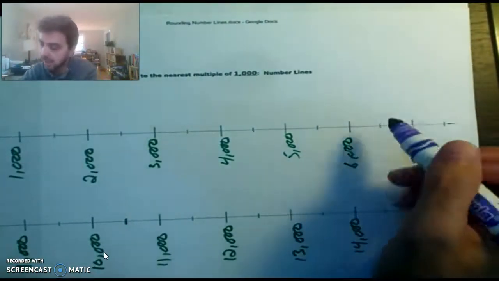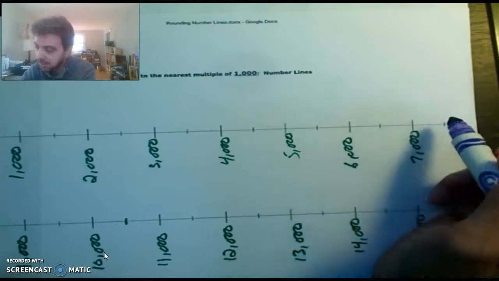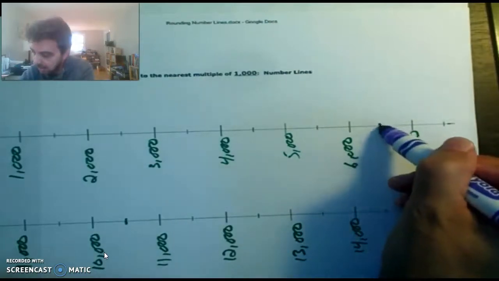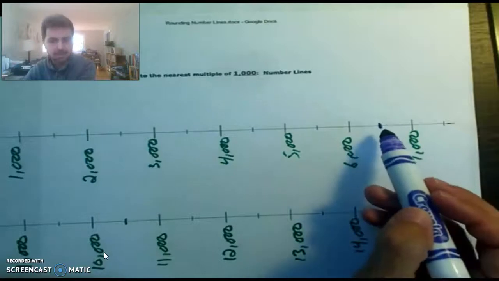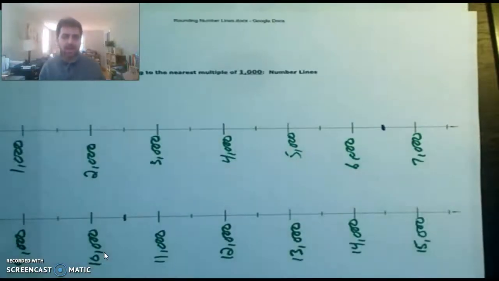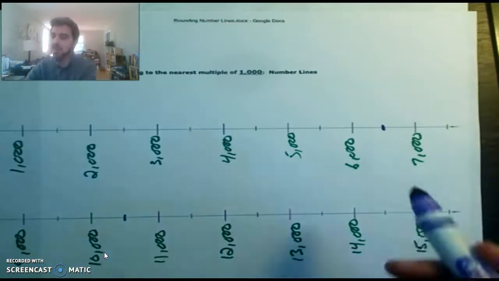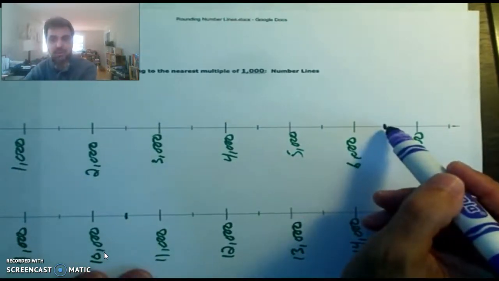All right, so I'm thinking 6,200. So this middle line right here, what is that? 6,000 what? Well, we're skip counting by thousands. What's halfway between 0 and 1,000? Halfway between 0 and 10 is 5. Halfway from 0 to 100 is 50. So half of 1,000 is 500. So this is 6,500 right there in the middle.